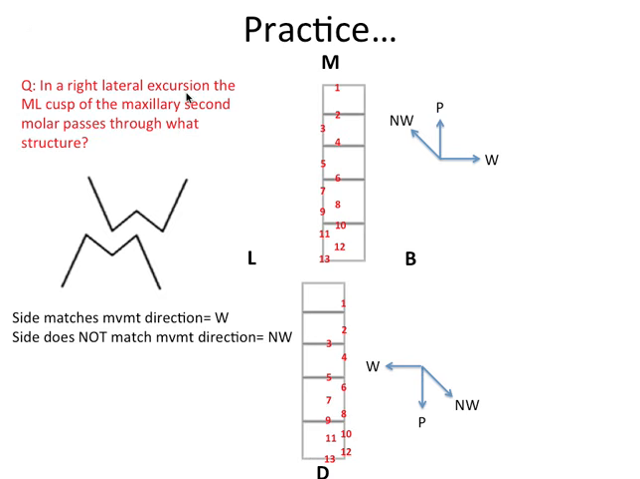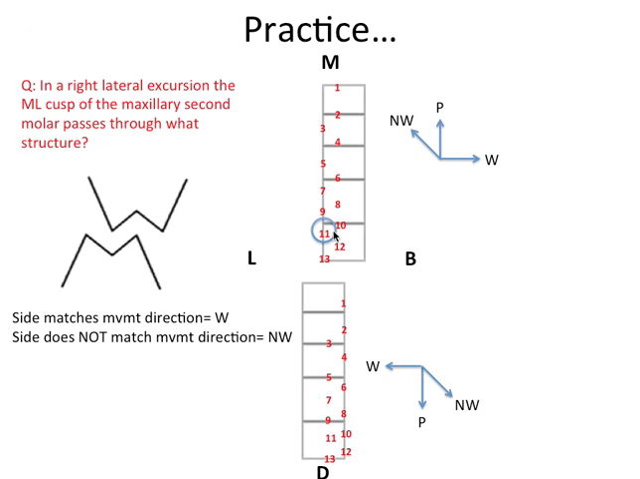All right, so let's keep going. In a right lateral excursion, the mesiolingual cusp of the maxillary second molar passes through what structure? Okay, so again, let's start out in a systematic way. The first thing we do is locate the cusp. So we're going to find the mesiolingual cusp of the maxillary second molar.